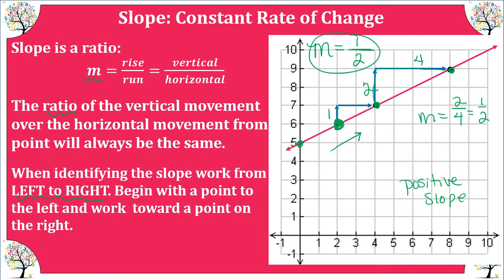So again, you can use any 2 points on a graph to find the slope. We will always simplify, and every time we will get the same value no matter what 2 points we use. So one more time, we started with a point to the left and we worked going to the right. We calculated the vertical, the up and down distance first, so up, and then the run is going to the right. And we do that second because it goes in the bottom.